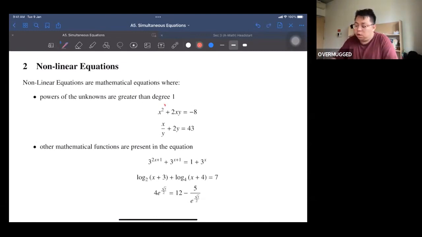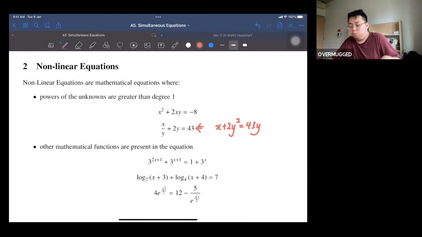So you have an x squared. Now I know you might be thinking, how come this one power is not greater than 1, but it is considered nonlinear? There's a reason why, because your y is in your denominator. If you want to make this into a straight line equation, as in no fractions, you will need to multiply y throughout, right? So it'll be x plus 2y squared equals 43y. This one is just a little thing to take note.